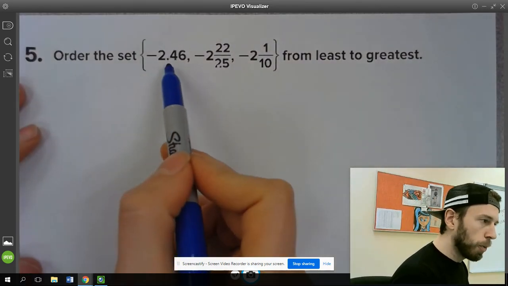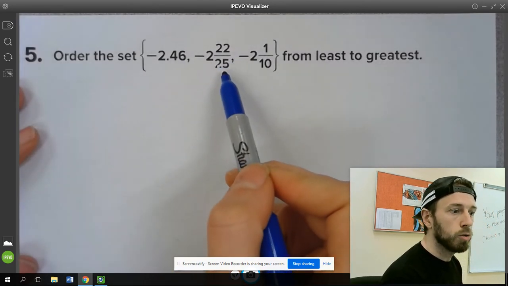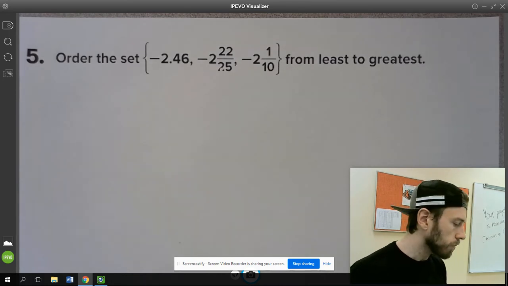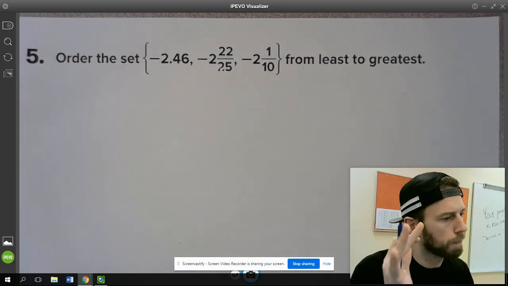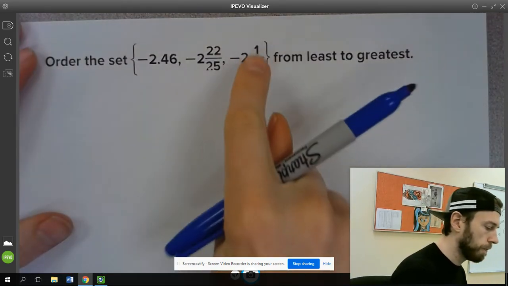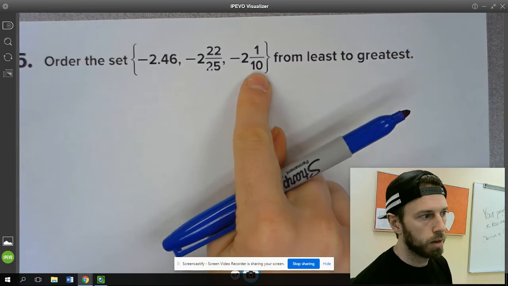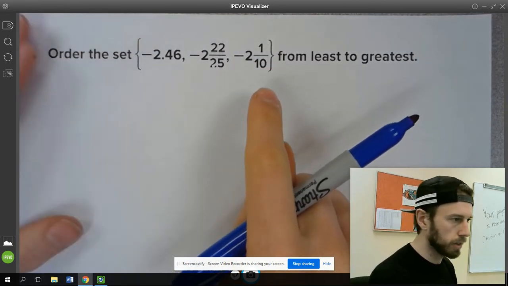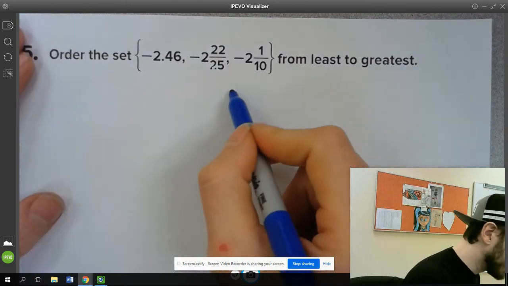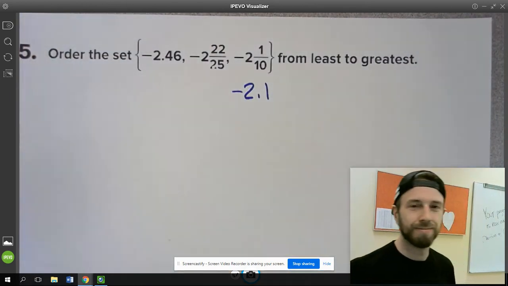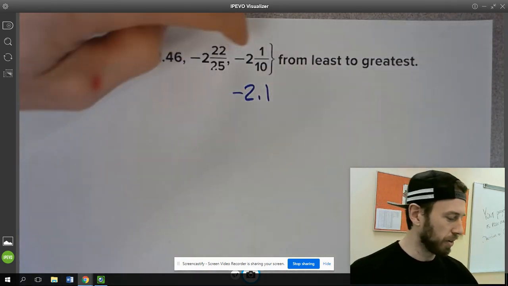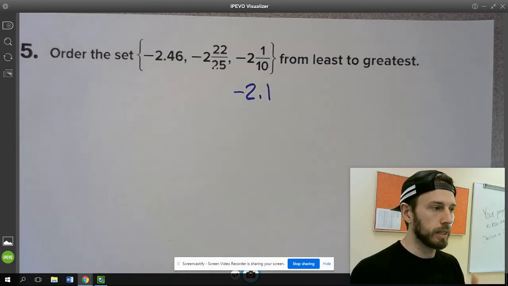We've got negative 2.46. We've got negative 22 over 25. And we've got negative 2 1/10. Now, with this one, I'm going to do something special here. You can divide these fractions, turn them into decimals. That's what I'm going to do. First of all, we'll start here with negative 2 1/10. If your denominator is a power of 10, you can just write whatever the numerator is in your decimal, right? Negative 2 1/10 is negative 2.1.